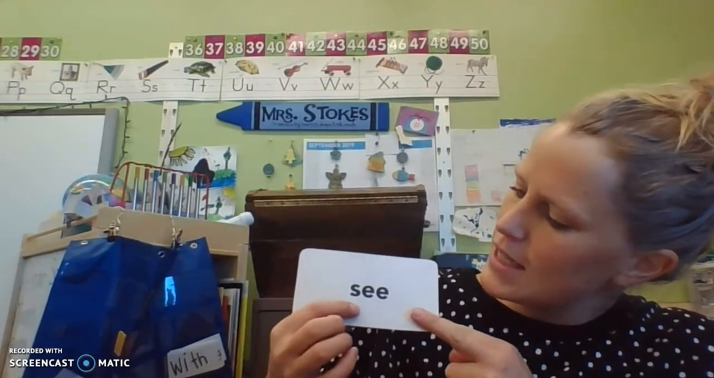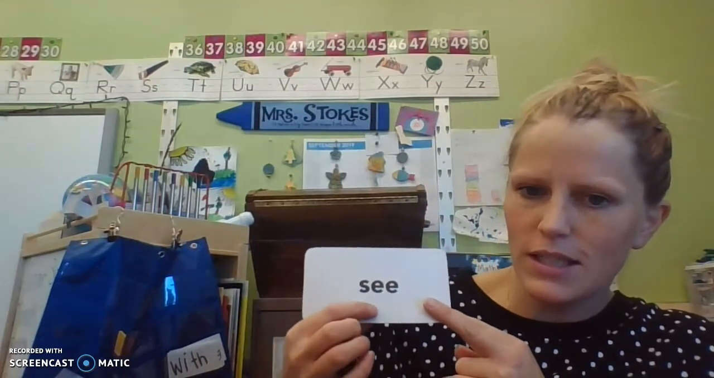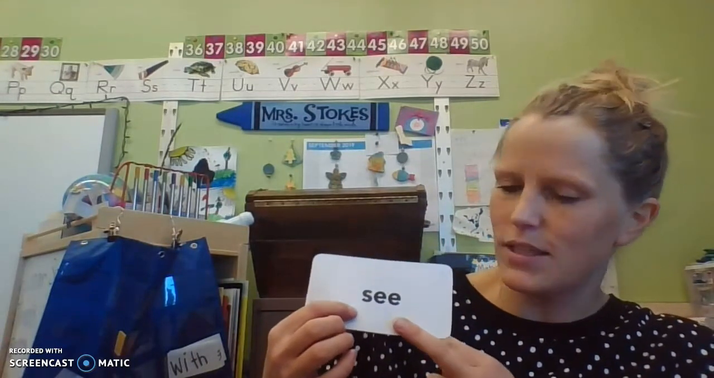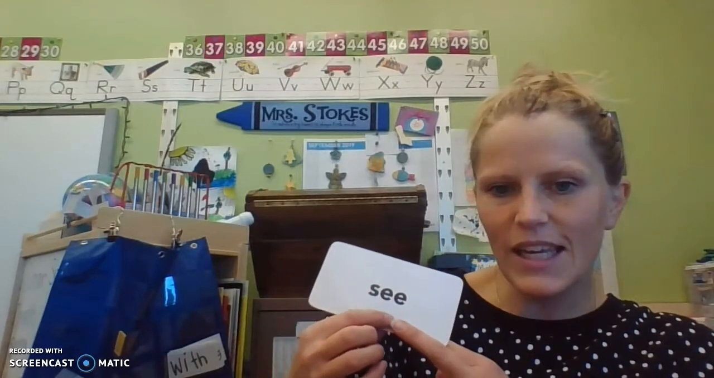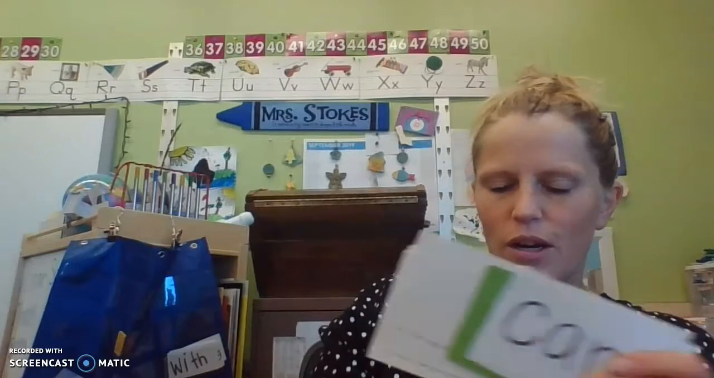So we spell it S-E-E. C-C-C. And the S says its sound like normal, S, and then two E's together say E. So, S-E-C. So let's really quickly review this word and our other ones.